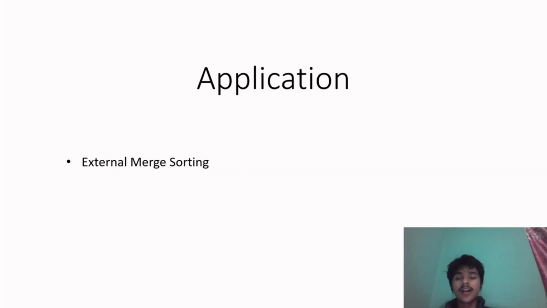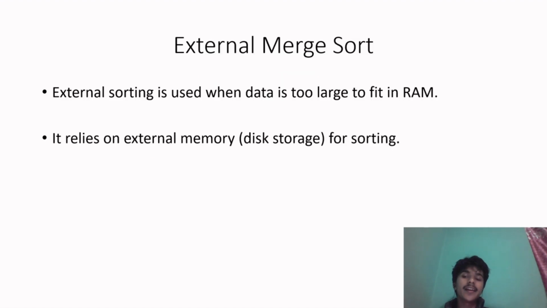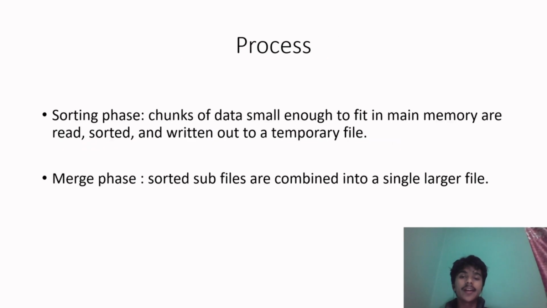I'm Sijan Bhandari, and I'll be talking about the application of merge sort, which is external merge sorting. It is a sorting process which is used when our data is too large to fit into our primary memory, and it relies on external memory, using text for sorting. And it is carried out in two processes. One is the sorting phase, the other one is the merge phase.